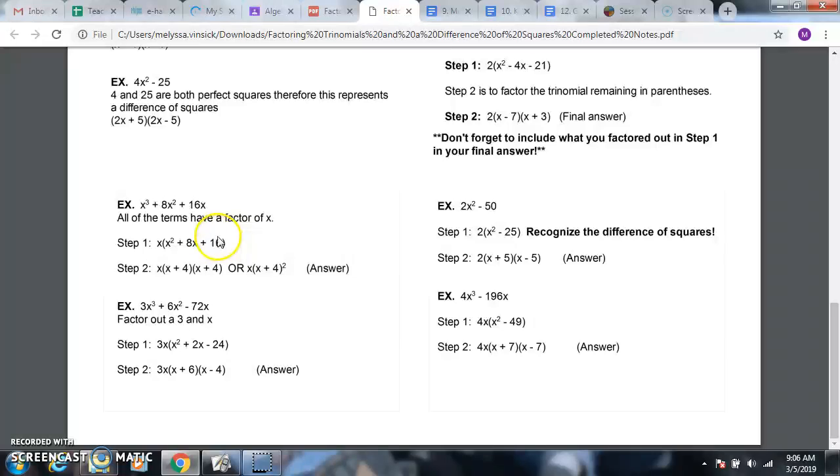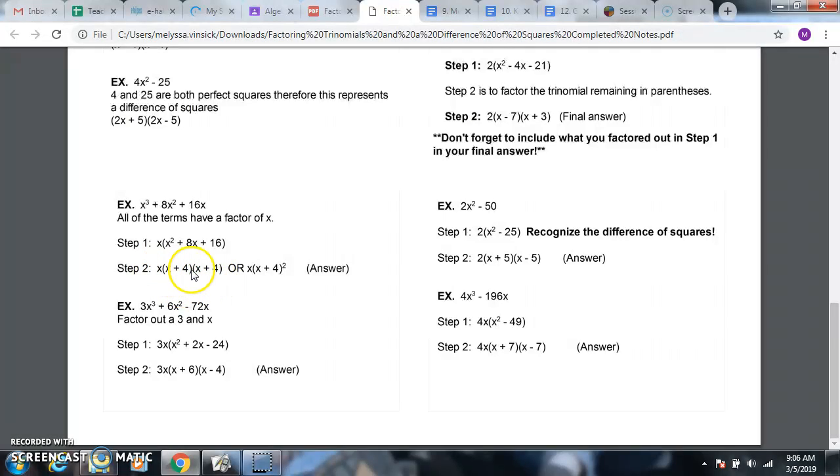Now I'm trying to find multiples of 16, so numbers that will multiply to give me 16, but those same numbers have to add to give me 8. Well, 4 times 4 would give me 16. 4 plus 4 would give me my 8 in the middle. Remember, if these signs are all positive, then your answer is all positive.